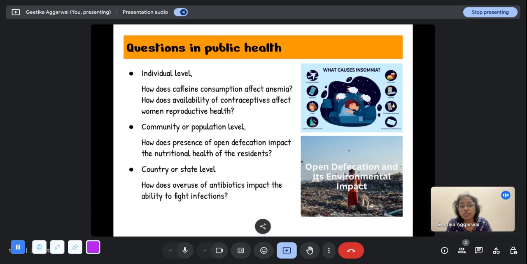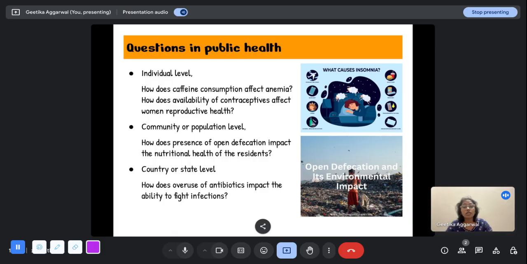Then there are a lot of questions that can be asked in public health, and again, because public health deals with a broader scenario, these questions also come at different levels. So you could be asking individual level questions. For example, how is anemia being affected by caffeine consumption? Then how is the availability of contraceptives affecting the reproductive health of women? So you could be looking at all of these correlations present in the population if you're studying them.